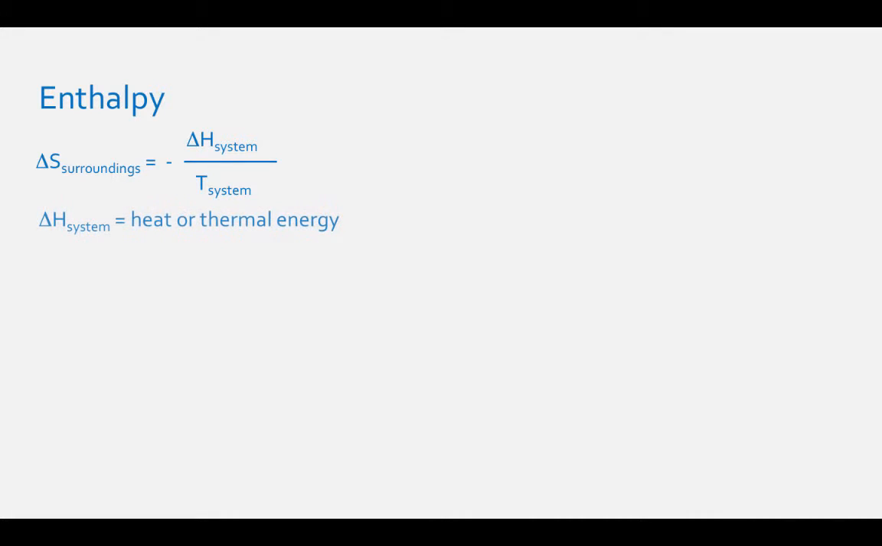Enthalpy is defined as the heat or thermal energy exchanged at constant pressure. In our ethene example, the heat that was released as a result of the combustion is the enthalpy. The change in enthalpy equals the heat that is lost or gained by the system at constant pressure.